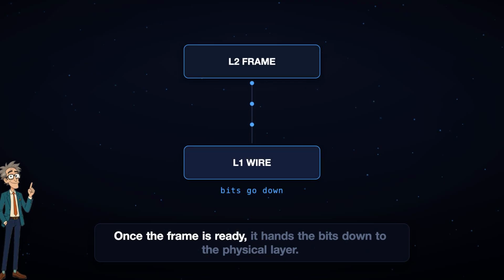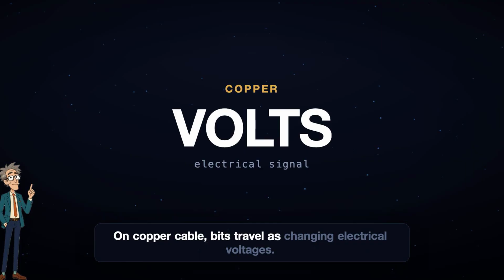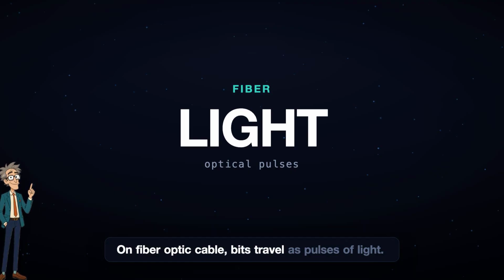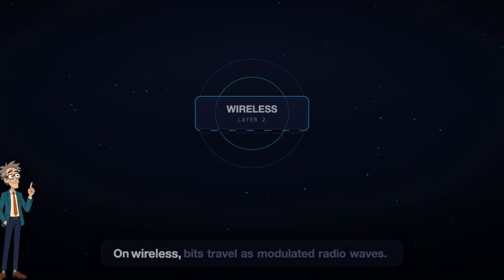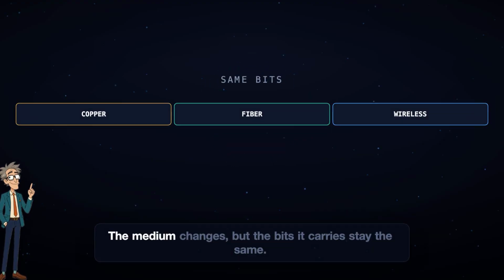Once the frame is ready, it hands the bits down to the physical layer. The physical layer defines how those bits become real signals. On copper cable, bits travel as changing electrical voltages. On fiber optic cable, bits travel as pulses of light. On wireless, bits travel as modulated radio waves. The medium changes, but the bits it carries stay the same.